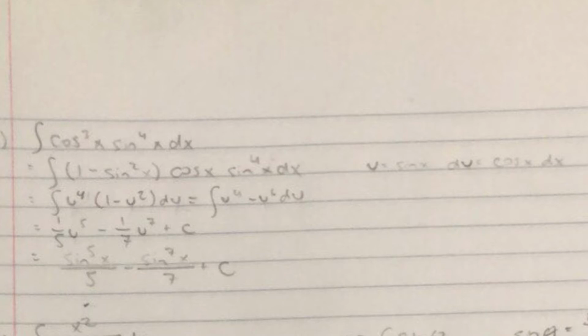So anti-deriving that, we get 1/5 u to the fifth minus 1/7 u to the seventh plus c, and then finally we plug our u back into what we just got, and we should get sine to the fifth x over 5 minus sine to the seventh x over 7 plus c, and that's our final answer.